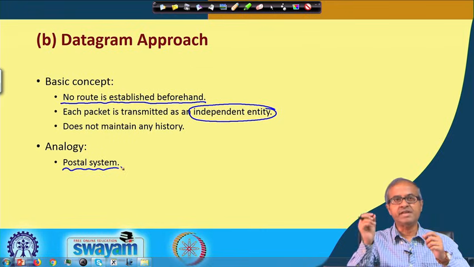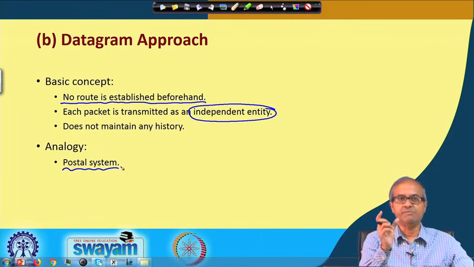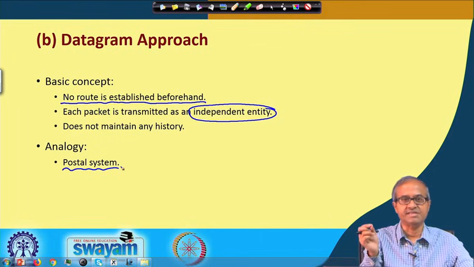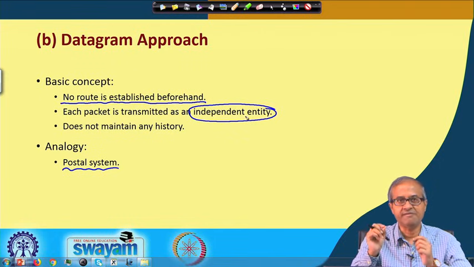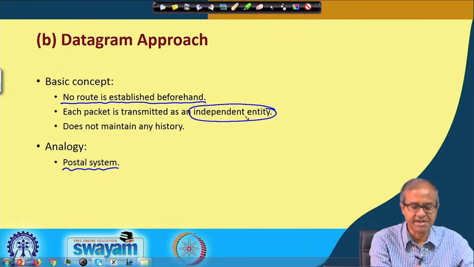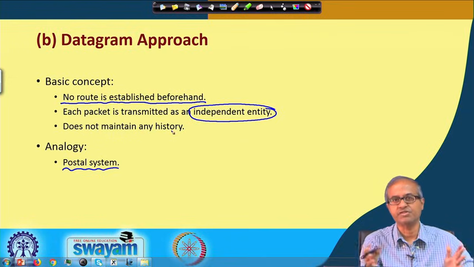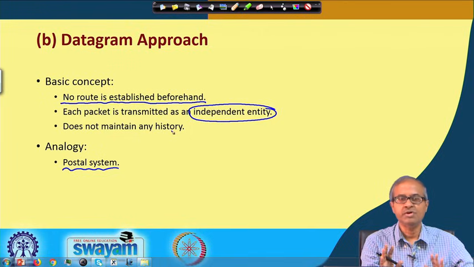But one thing you know is that when you post a letter, you specify a destination address. Here also, when you transmit a packet, the packet must carry the address of the destination node along with it. Because it is being sent as an independent entity, you must have the address. It does not maintain any kind of history, as there is no concept of an established path. Each packet is being routed as an independent entity.